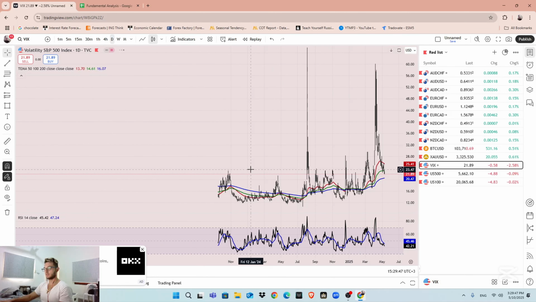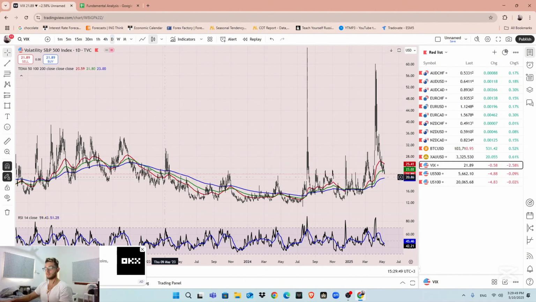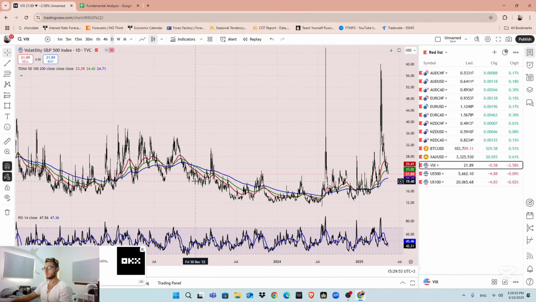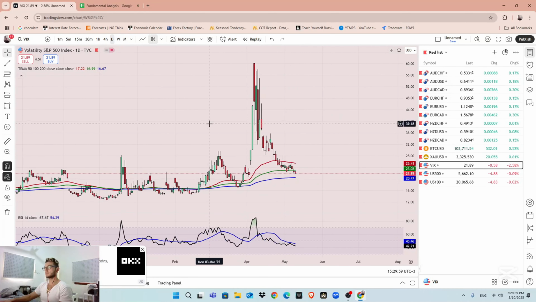Every time we have a spike, we have a move below 20. Spike, move to the downside. Spike, move to the downside. So this is what I'm anticipating after Trump's political uncertainty moved the VIX to the upside, and now we will see some chill.